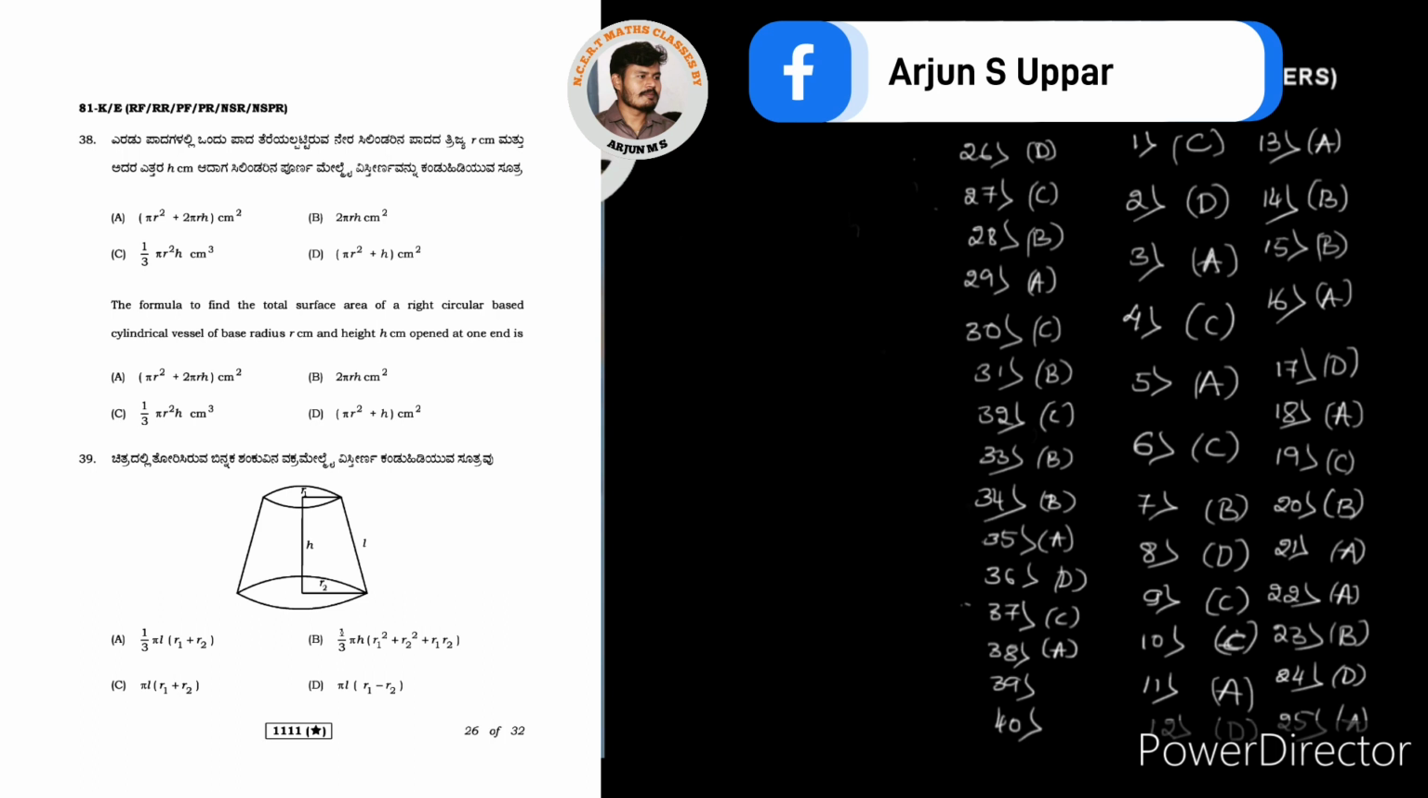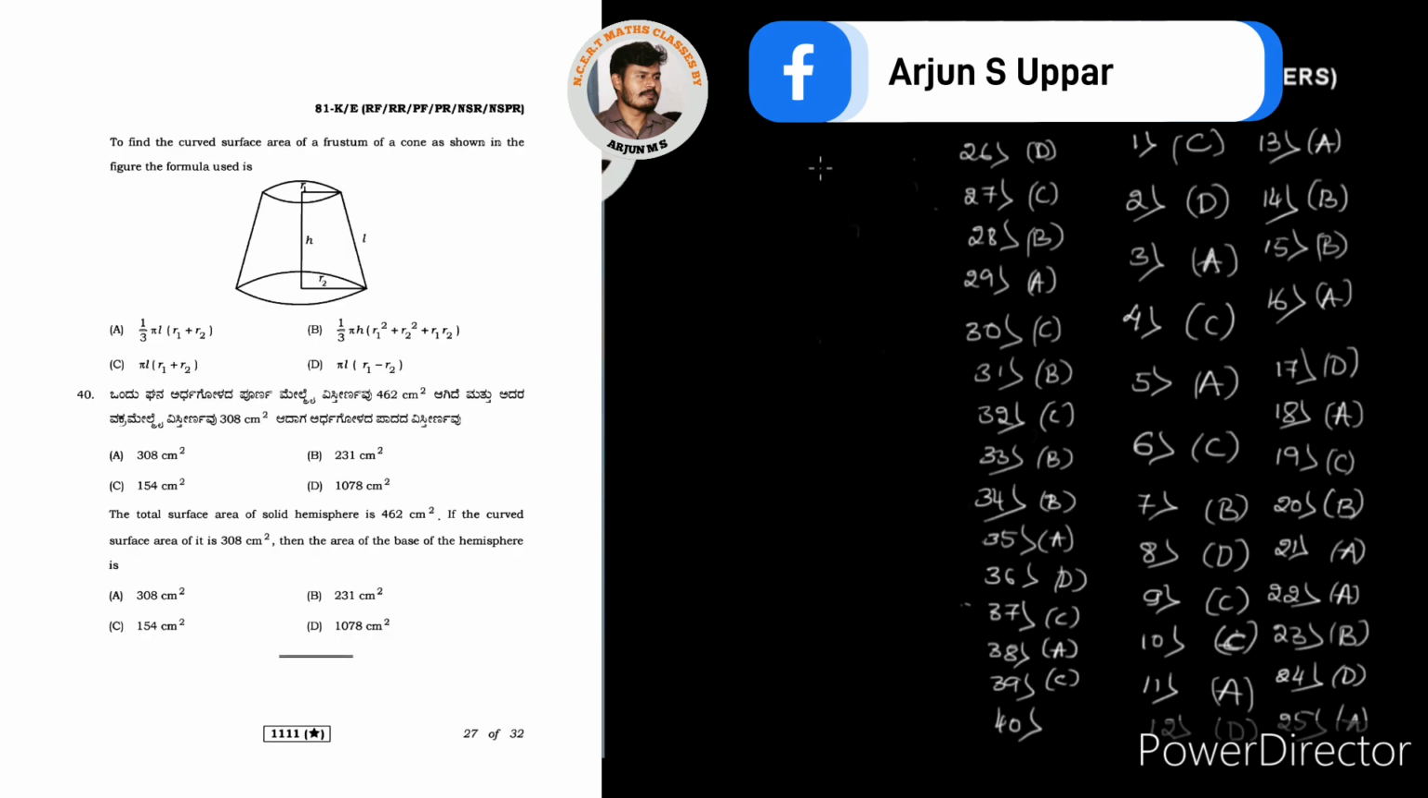So now 39th question. In this question, to find the curved surface area of a frustum of a cone as shown in the figure, the formula used is. So here the formula for curved surface area of frustum is pi L of R1 plus R2, or pi of R1 plus R2 into L. They are given like pi L into R1 plus R2. That is also correct. So option C is the right answer for 39th question.